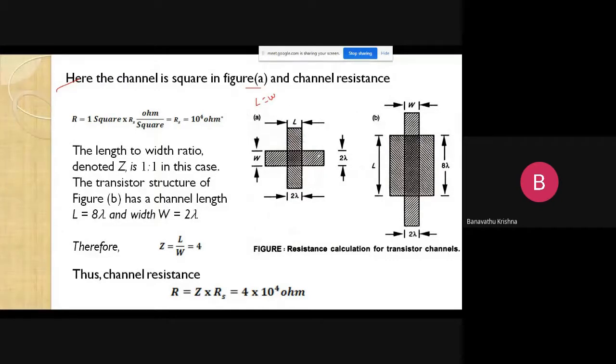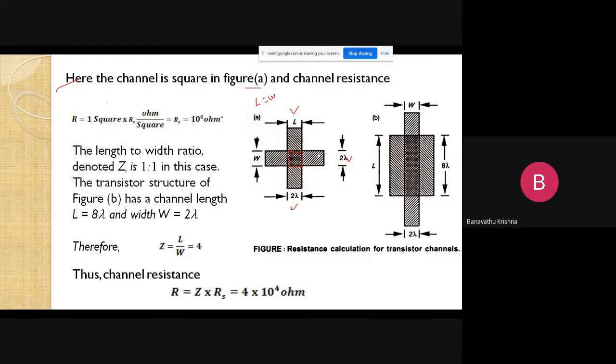Let us see here. This is the length of this particular channel. This is the transistor, this is the transistor part, and this is the channel area. The length is 2 lambda and the width is 2 lambda, so both are equal to each other. Then it is in the form of square units.